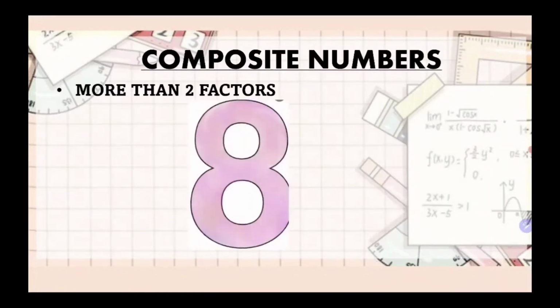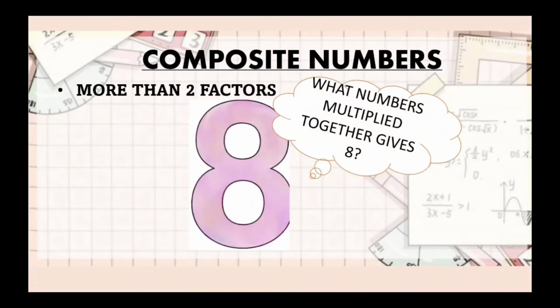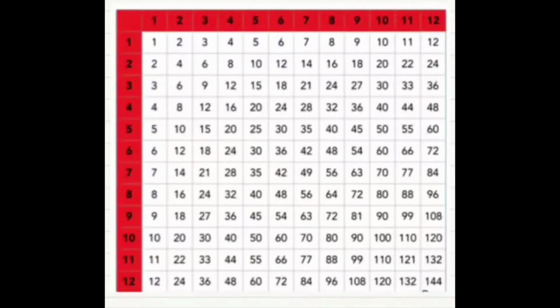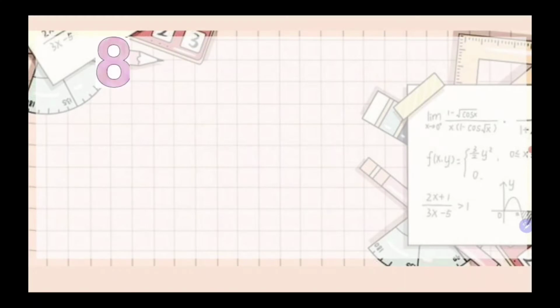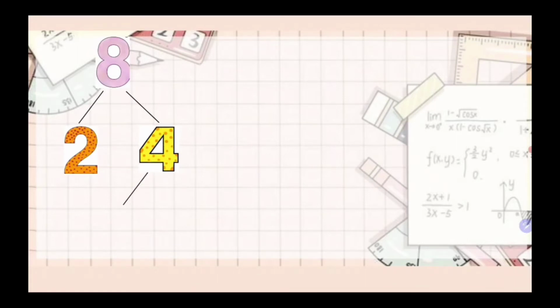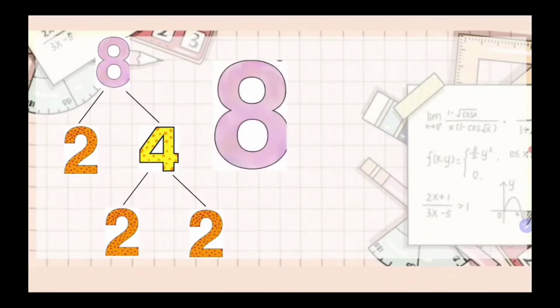Let's take 8 for example. How many factors does 8 have? Well, in this table, we need to look at where 8 occurs. This means that we need to look for the numbers that when multiplied together give us 8. Well, we can see that the numbers that do this are 1, 8, 2, and 4. This means that these numbers are all factors of 8. Here, it becomes very clear that the number 8 has multiple different factors. Therefore, 8 is a composite number.